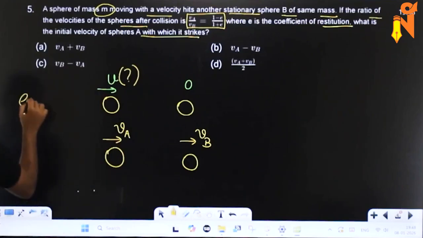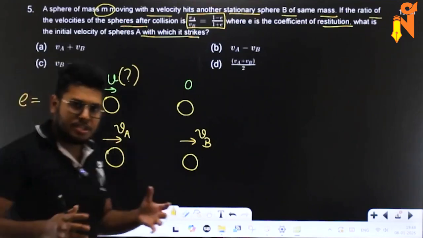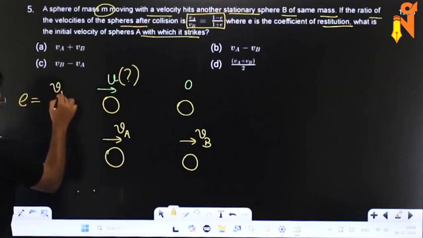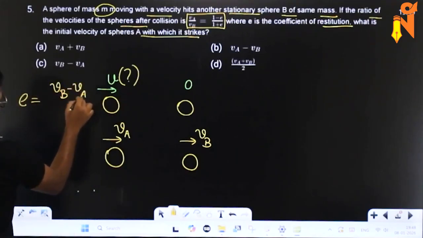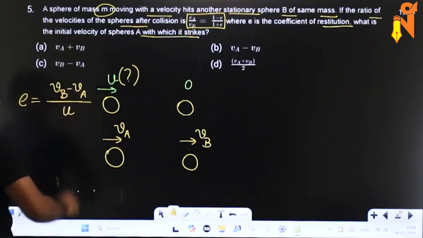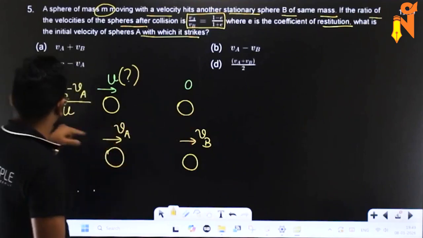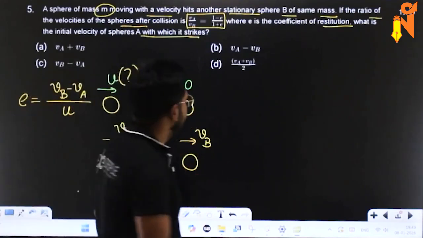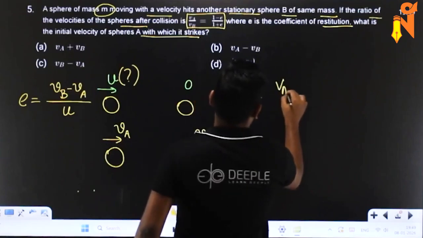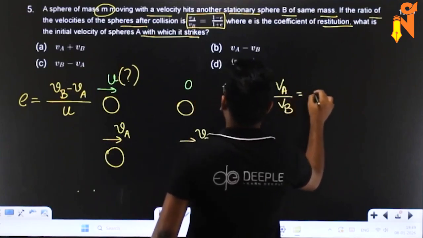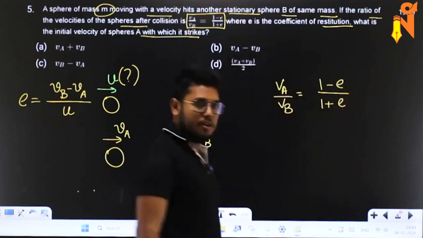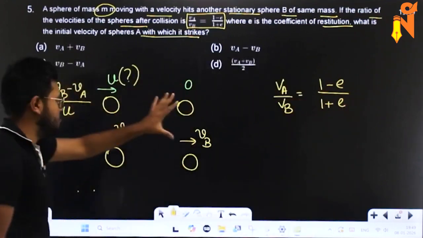I would just say coefficient of restitution is velocity of separation by velocity of approach, and velocity of separation is Vb minus Va, and velocity of approach is u, because the other one is stationary. Now let's see, can I find anything in that form or not? Let's try. So I got Va over Vb is equal to 1 minus E by 1 plus E.